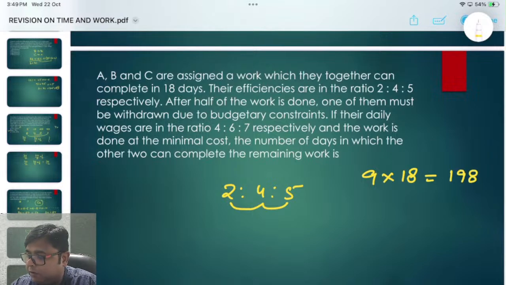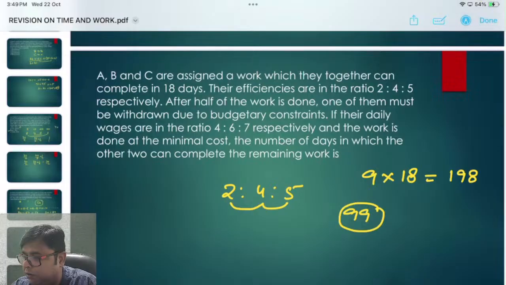Now they did half of the work, so half of the work, 99, is left. After half of the work is done, one of them must be withdrawn due to budgetary constraints. If their daily wages are in the ratio 4 is to 6 to 7 respectively, and the work is done at the minimal cost, find the number of days in which the other two can complete the work. So obviously, I will be taking the people who are more efficient. And see, if you look at the efficiencies of these two, it's much higher.